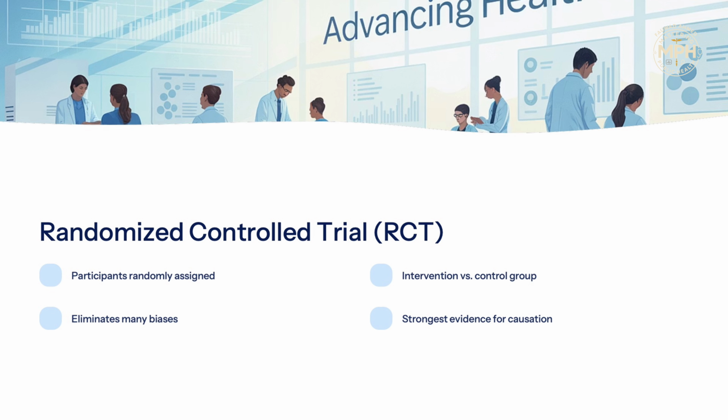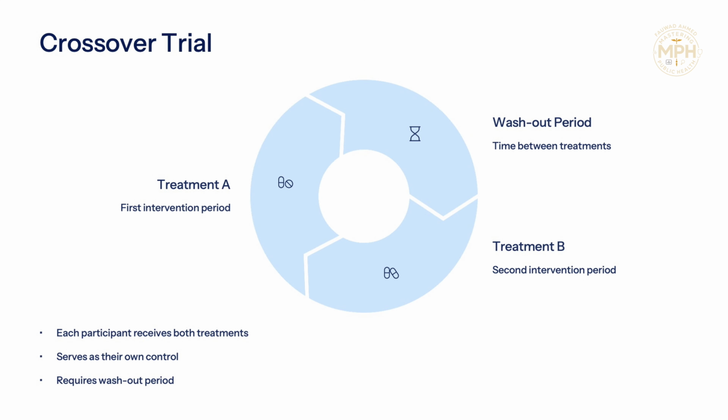The randomized controlled trial or RCT. This is the gold standard of study design. Participants are randomly assigned to treatment or control groups. Randomization helps balance confounders. RCTs provide strong evidence for causation, but they are expensive, complex, and not always ethical. The crossover trial. In a crossover trial, each participant gets both treatments just at different times. For example, a patient might receive a new drug first, then switch to a placebo. The key is the washout period between treatments to avoid carryover effects. Each person acts as their own control, which increases statistical power.